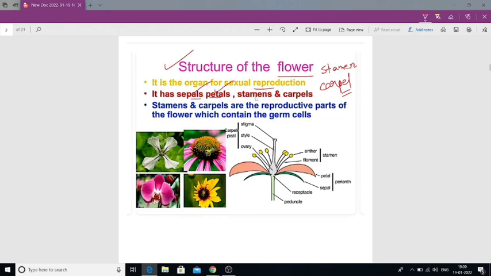Both are opposite and both are required for sexual reproduction. Stamens and carpels are the main reproductive parts. Why? Because they contain the germ cells. Germ cell means the gamete. So these two particular organs create the gametes.